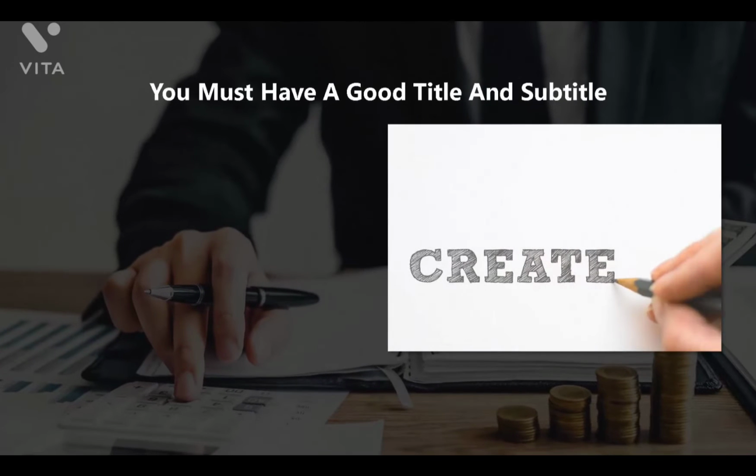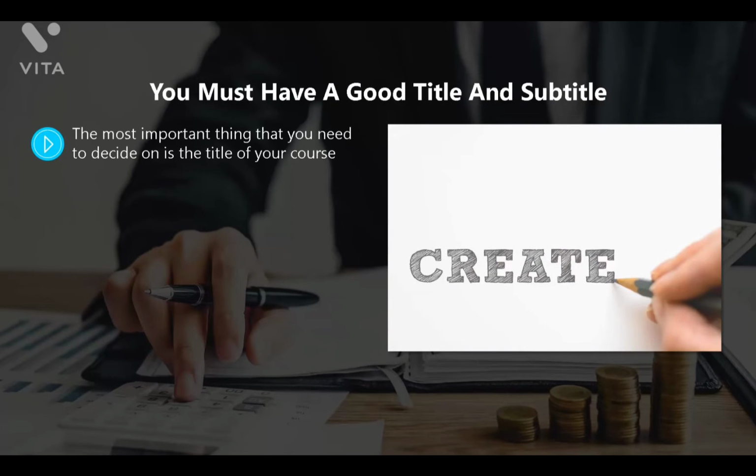You must have a good title and subtitle. The most important thing that you need to decide on is the title of your course. This is closely followed by the course subtitle. A good title and subtitle can literally mean the difference between the success and failure of your course. If a potential customer is not inspired by your titles, then they will purchase someone else's course. You can have the best training videos on Udemy, but if you don't sell them with a good title, then you will not optimize the number of sales.